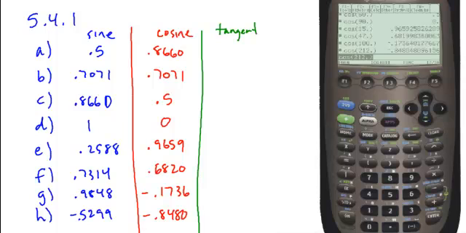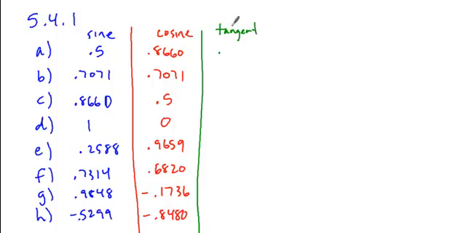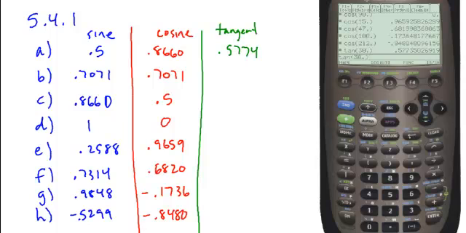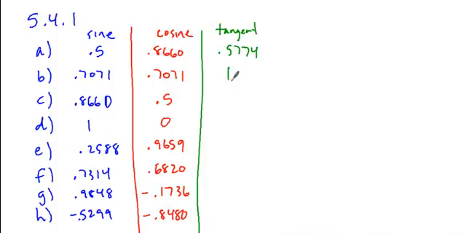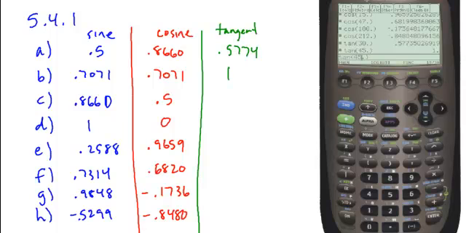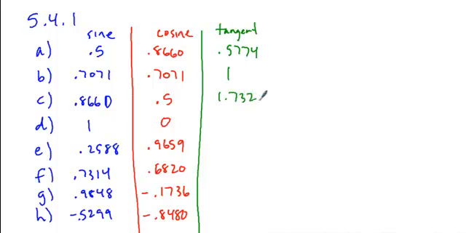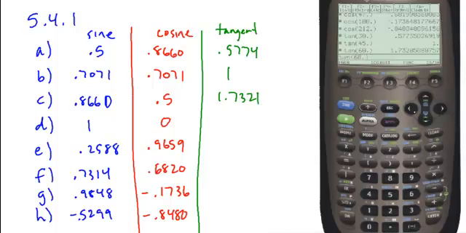Finally, for tangent, we simply enter the tangent of each of these angle measures, starting with 30, and put a decimal in there again, and we get 0.5774. For 45 degrees, we get a value of 1. For 60 degrees, we get 1.732. For 90 degrees, it's undefined.